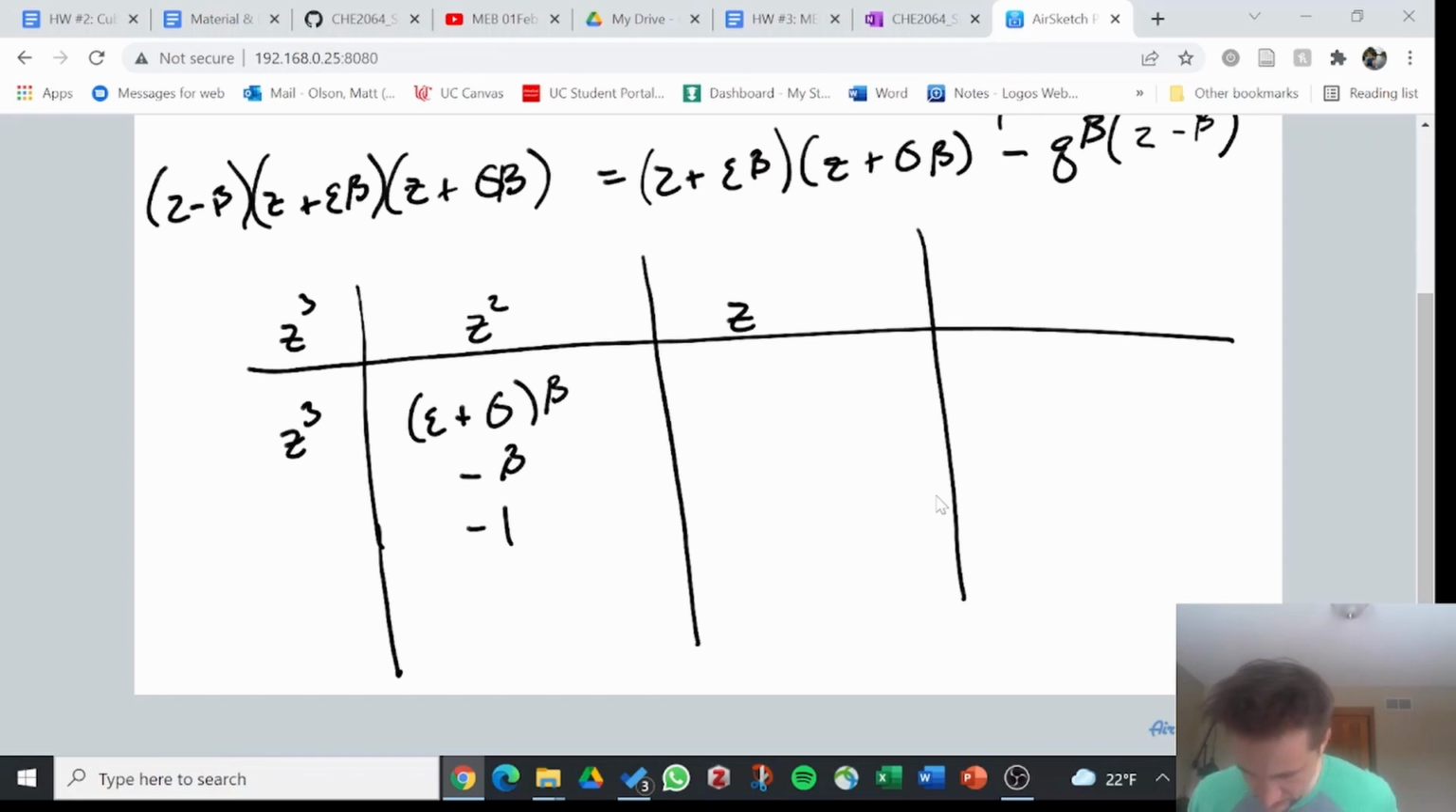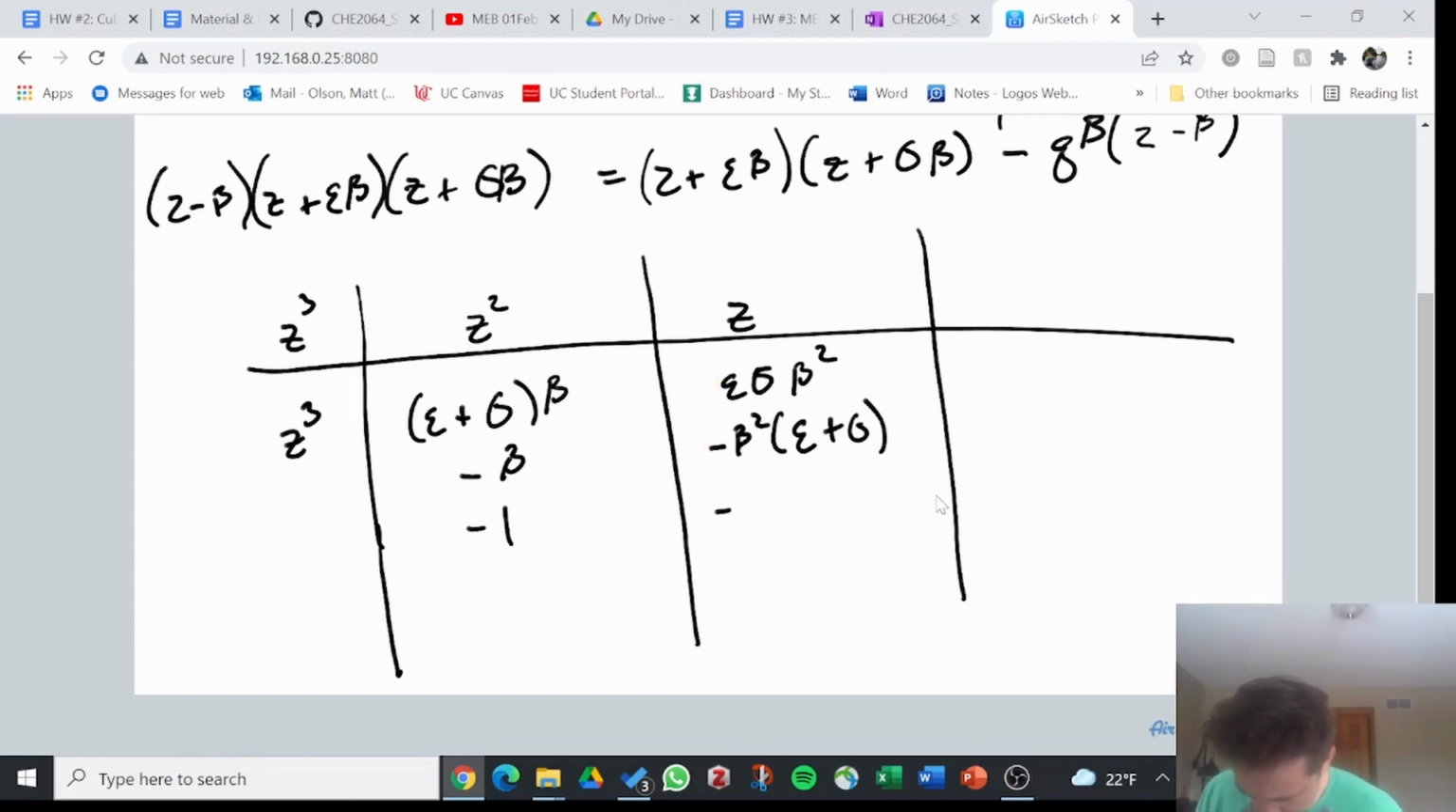Okay, now moving to z, not z squared, but just z. We're going to have more terms because they're going to show up more often. Multiplying this out, we're going to have epsilon sigma beta squared. Then we're going to have minus beta squared times epsilon plus sigma. And again, each of these terms is going to have these in front of it. So this has a z squared, this has z squared, this has z squared, and this has a z, this has a z.